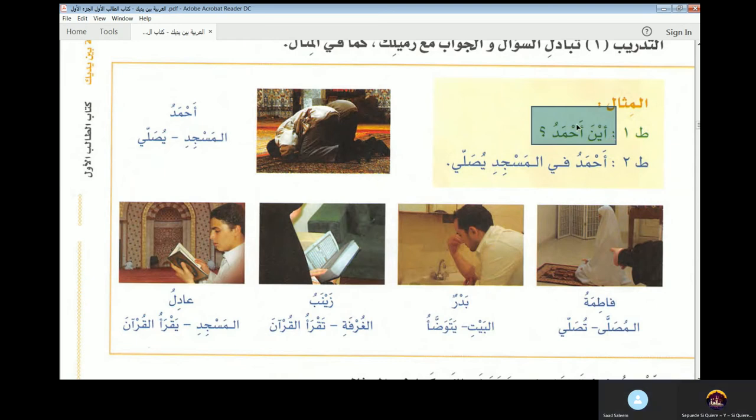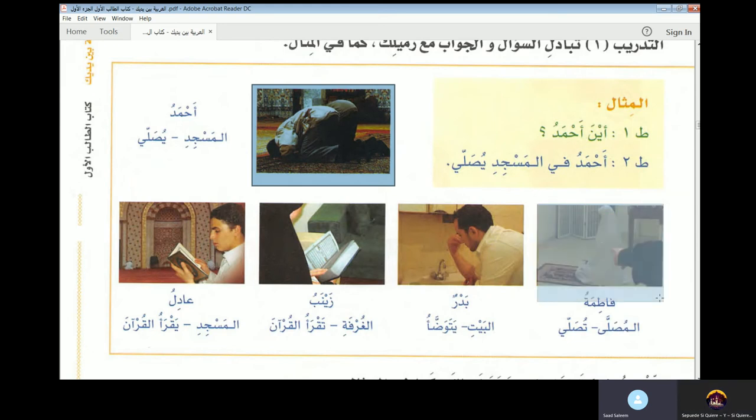Where is Ahmad? Ahmad fil masjidi. Ahmad fil masjid, yusalli. Ahmad is in the masjid, the prayer room. He is praying. Yusalli means he is praying, like you see in the picture.